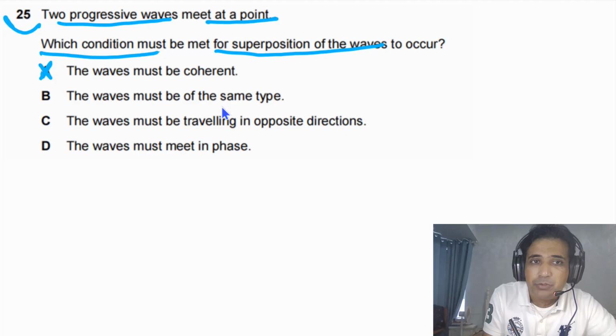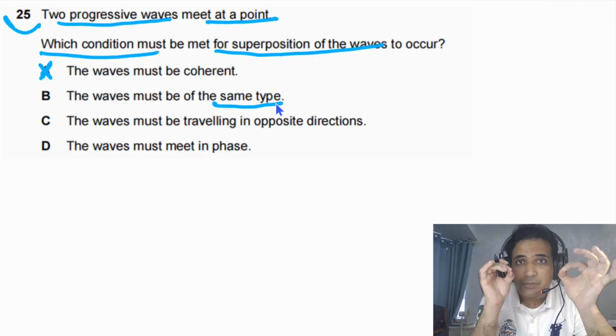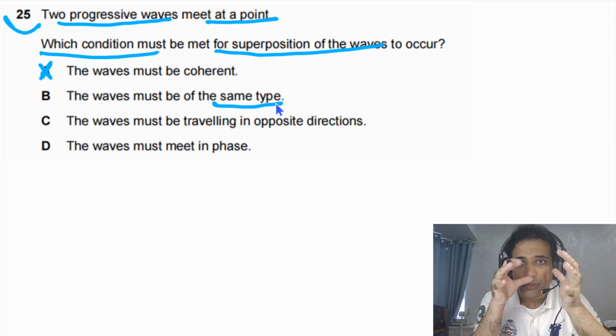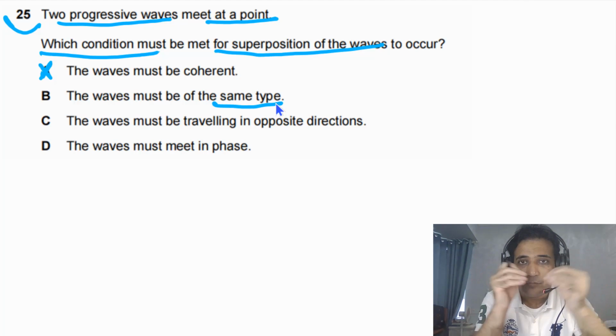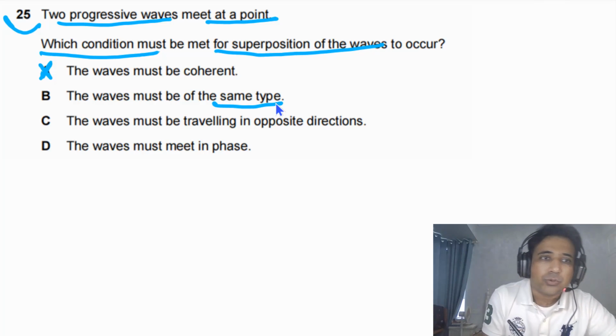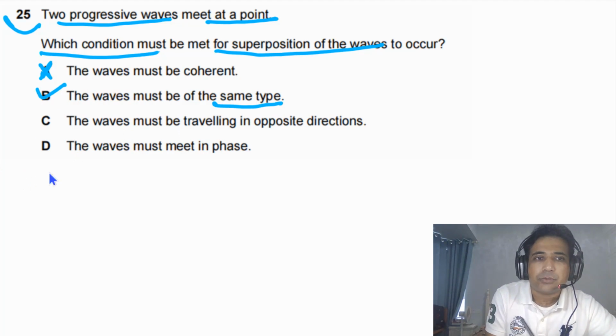The waves must be of the same type. Yes, because sound waves cannot interfere with electromagnetic waves. Electromagnetic waves can interfere with electromagnetic waves. And two types of sound waves, where one has high frequency and one has low frequency, can superpose, can interfere with each other at a point. So this condition needs to be fulfilled. So the answer for this question should be B.